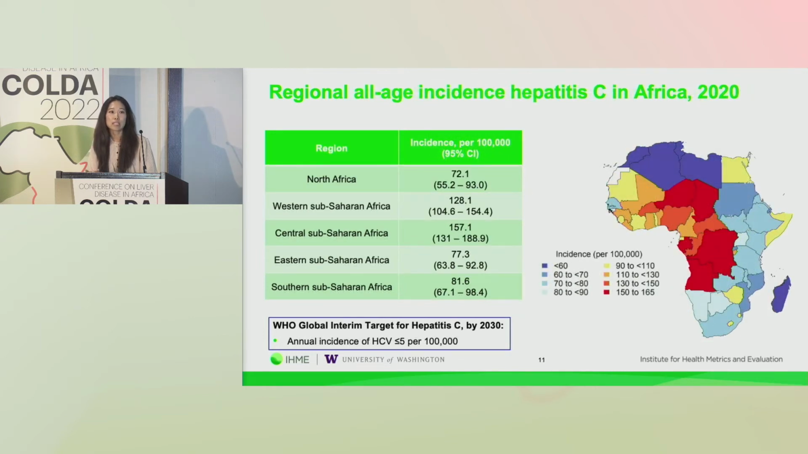Looking at the hepatitis C incidence burden in Africa, again in 2020, incidence ranges from 72 per 100,000 in North Africa, and then the highest is found in Central Sub-Saharan Africa at 157 per 100,000, followed by Western Sub-Saharan Africa at 128 per 100,000.